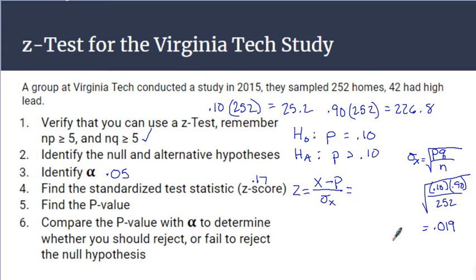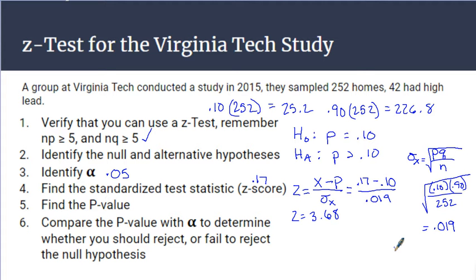And then this part is just like Unit 5. So our sample proportion was 17%. Our null proportion is 10%. We're going to divide by that standard error of 0.019, and that gives me a z-score of 3.68. That's my z-score.